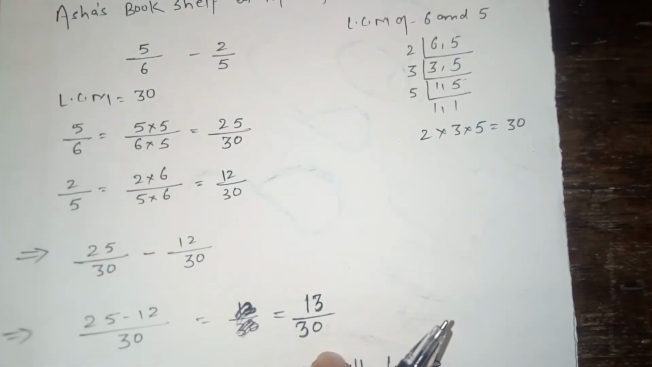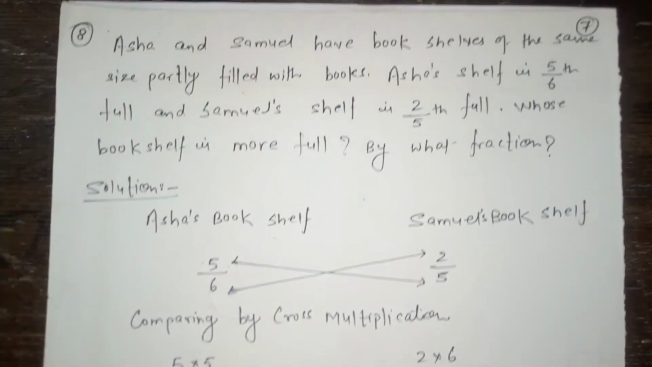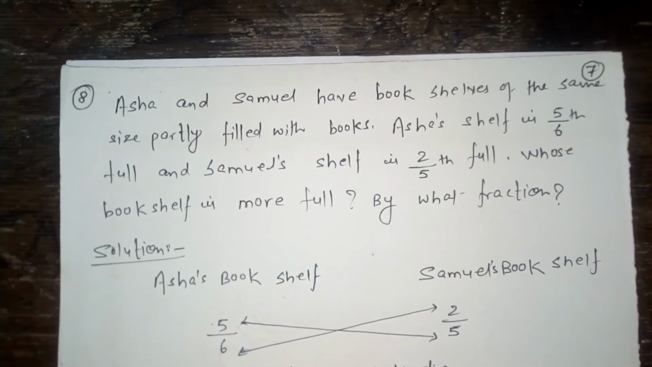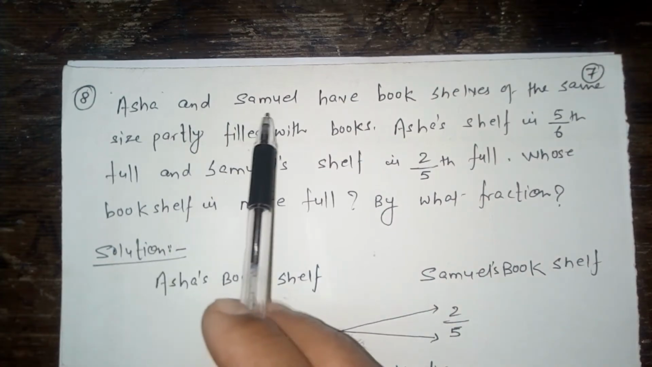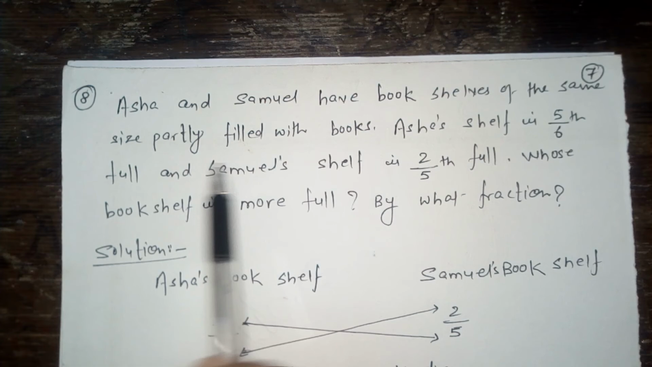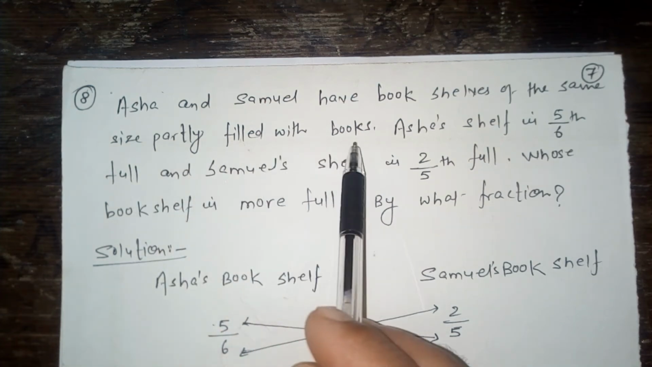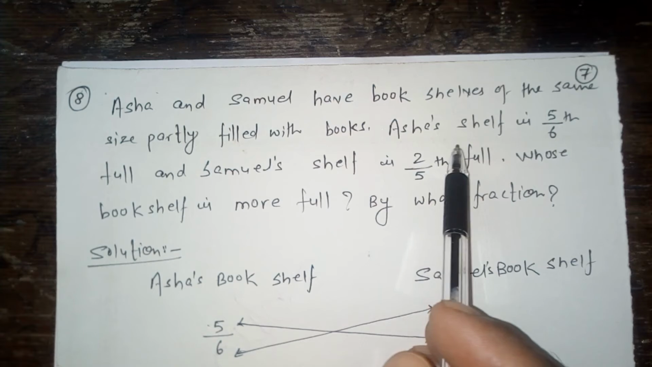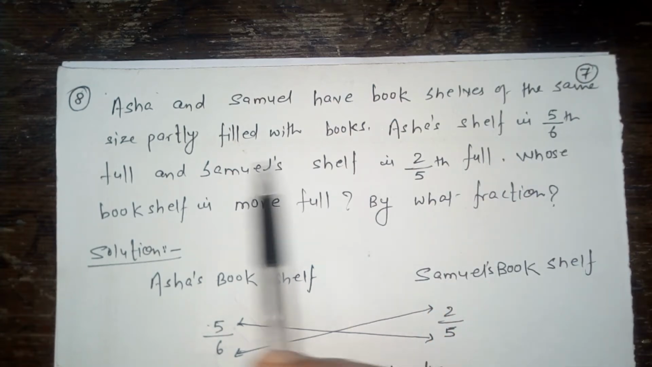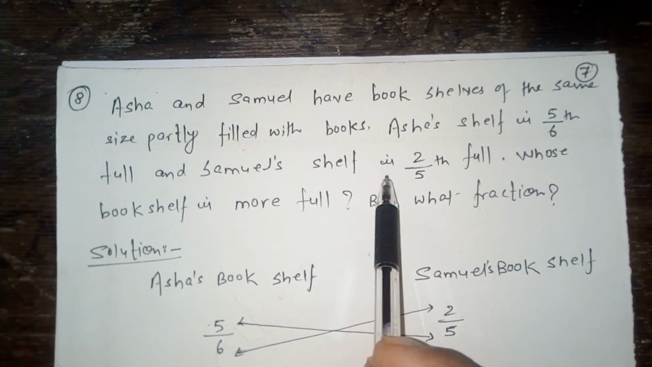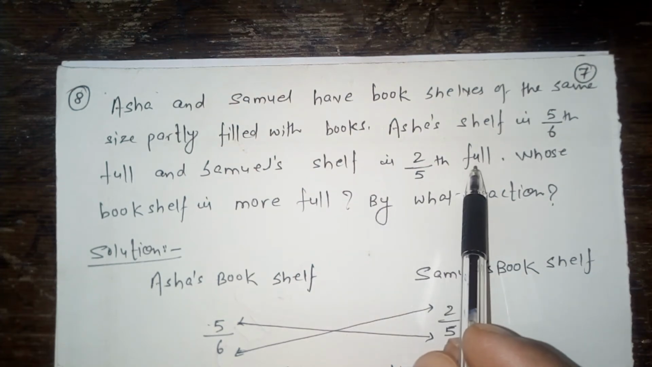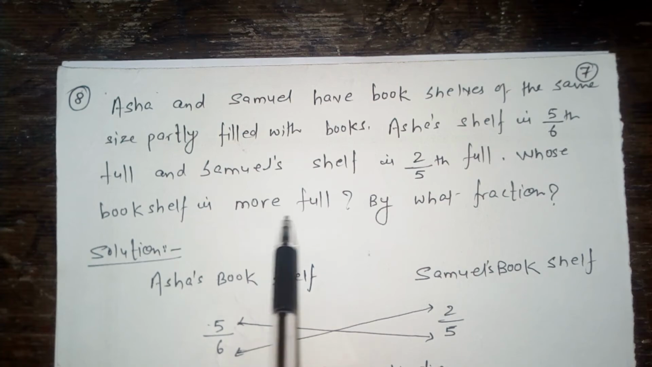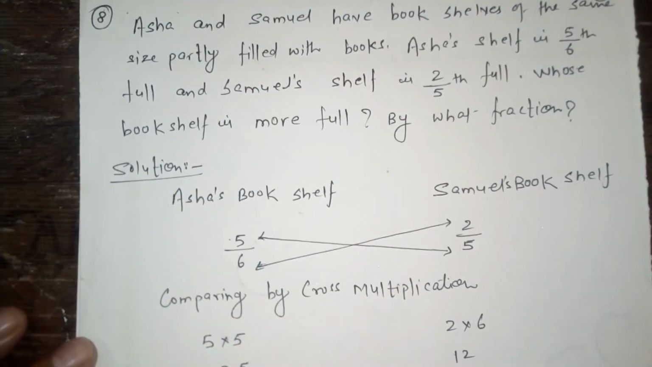My dear student, your next question is, now look here, in question number 8: Asa and Samuel have bookshelves of the same size partially filled with books. Asa's shelf is 5 upon 6th full and Samuel's shelf is 2 upon 5th full. Whose bookshelf is more full, and by what fraction? This is your question. My dear student, how will we solve this type of problem?